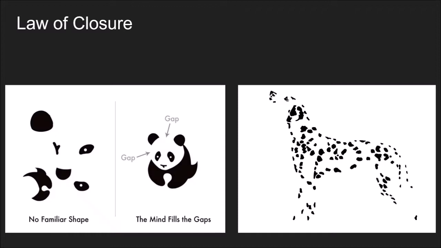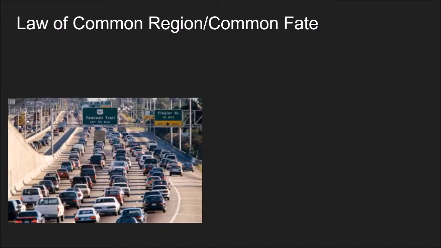Law of closure. Following its name, this law should not be confused with the law of proximity. This law states that we have a tendency to perceive stimuli as closed shapes even when some part of it is missing. Law of common region, common fate. This principle states that stimuli moving in similar directions are perceived as belonging to the same group.